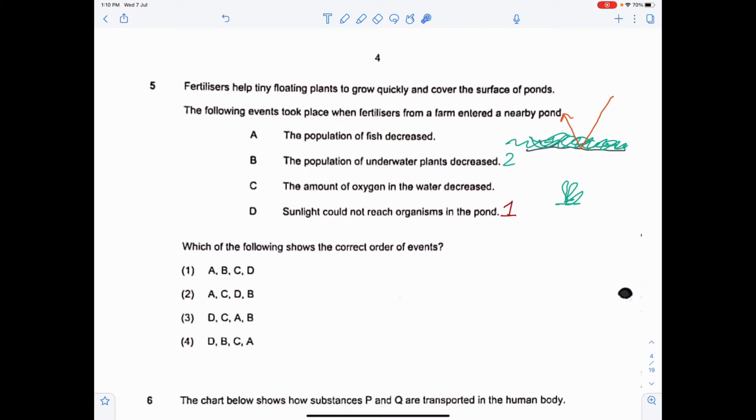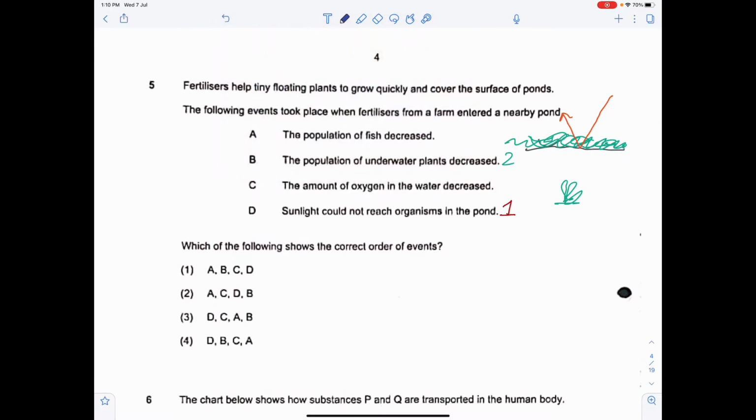Now your bacteria, they are also living things. Remember this. So when the bacteria multiplies rapidly, it will use up all the oxygen in the water. So when it uses up all the oxygen in the water, it will then cause your population of fish to decrease. Simply because there is no more dissolved oxygen for your fish to obtain for respiration. Okay, so answer number 4.